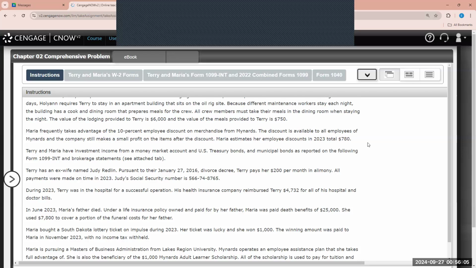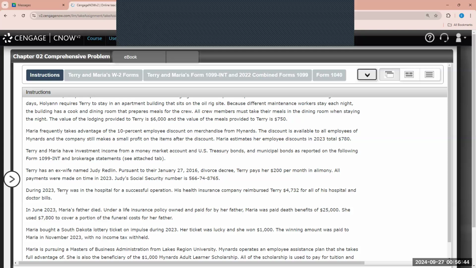Terry and Maria have investment income from a money market account, U.S. Treasury bonds and municipal bonds, as reported on the following Form 1099-INT, as well as the brokerage statements. Terry has an ex-wife named Judy Redland. Their divorce decree is before the changes to the Tax Cuts and Jobs Act. So therefore, Terry is allowed to take a deduction for the alimony payments, and Judy Redland, on her tax return, needs to record the payments as income. It also provides Judy's social security number.